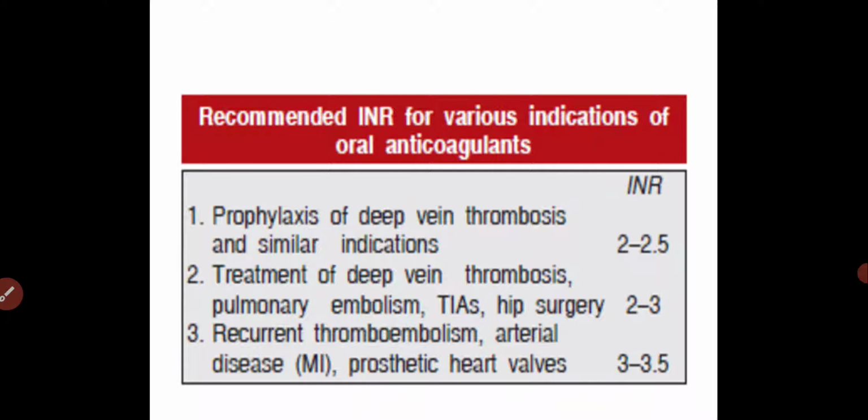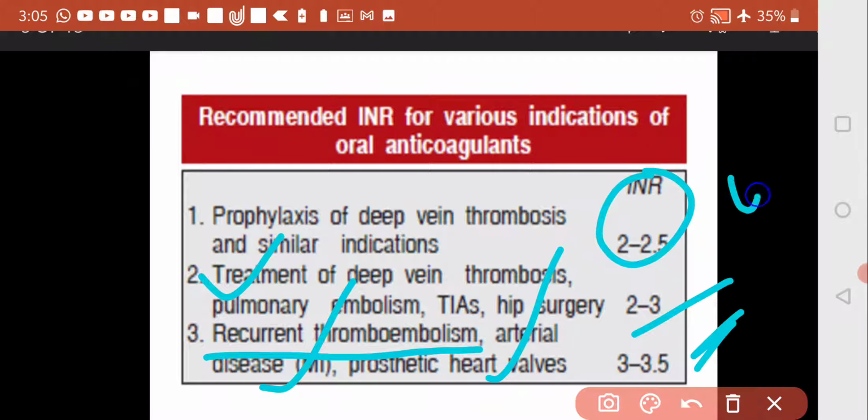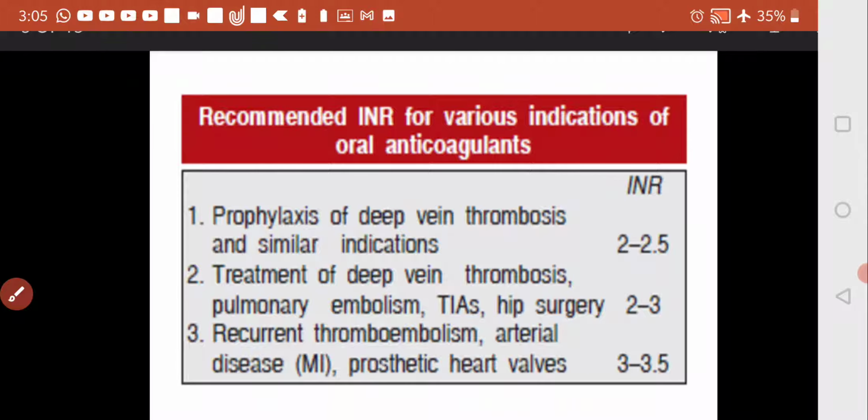If we use warfarin for the prophylaxis of deep vein thrombosis and other similar conditions, then the INR should be between 2 to 2.5. In some other conditions, like pulmonary embolism and deep vein thrombosis treatment, it is 2 to 3. For recurrent thromboembolism, arterial MI, and prosthetic heart valve, it is 3 to 3.5. Some books also give 4. INR.